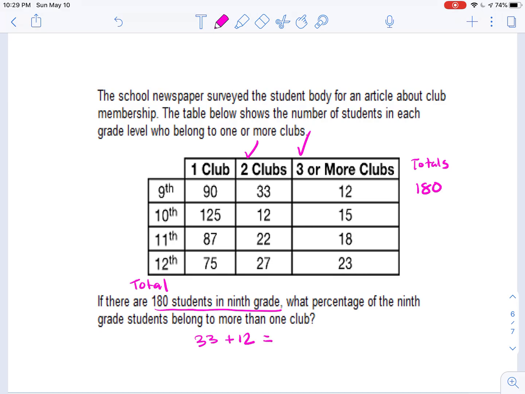Okay, so what are we going to do here? Well, there's 33 students who are in 2 clubs and 12 students who are in 3 or more clubs. When you add those together, we get 45. Okay, so there are 45 students in more than one club. Out of the total of 180, because again, we need a percentage, we can divide, convert to a decimal, and take that decimal and convert it to a percentage. Okay, so 25% of 9th grade.